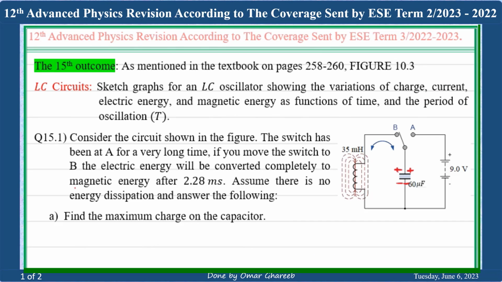Now for outcome number 15. Sketch graphs for an LC oscillator showing the variation of charge, current, electric energy, and magnetic energy as functions of time, and the period of the oscillation T. I have two questions now. First one, we will start with the electric field. The second one, we will start with the magnetic field. Let's go.